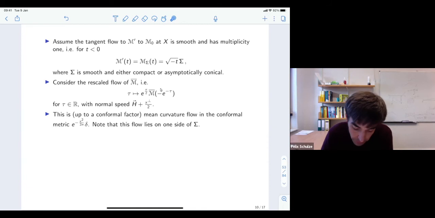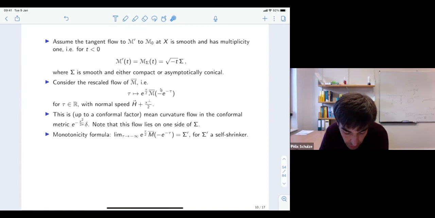You look at this ancient solution, and the monotonicity formula, if you apply it to this rescaled flow, says that if you go with this rescaled flow back to minus infinity, then this again has to converge to a self-shrinker. It might be a different one, call it sigma prime. It's more or less the tangent flow at minus infinity of this flow M bar.